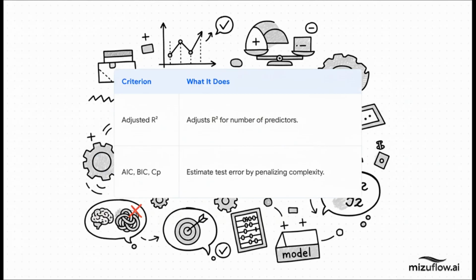You've probably heard of R-squared, but a much better judge is adjusted R-squared, because it doesn't just reward a good fit, it also takes into account how many predictors you use to get there. Other great metrics like AIC, BIC, or CP do something really smart. They try to estimate how well your model will do on brand new data by giving it a score that rewards accuracy, but, and this is key, it penalizes complexity. So the lower the score, the better the model.